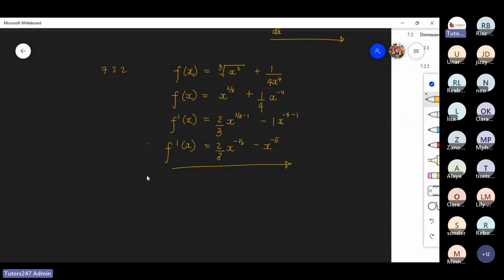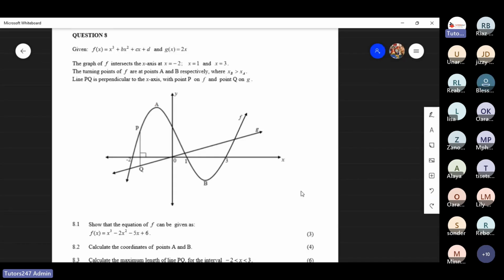So our next question is our calculus graphs, our cubic functions. So let us proceed. Question 8. Given f of x is equal to x cubed plus bx squared plus cx plus d, and g of x is equal to 2x. So something important to take note of.